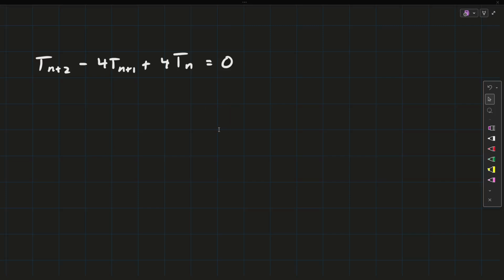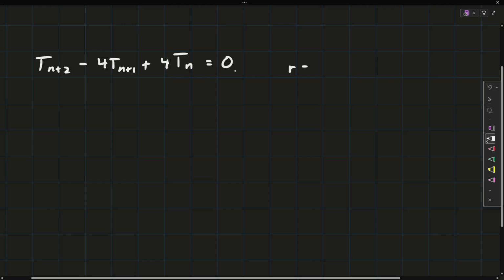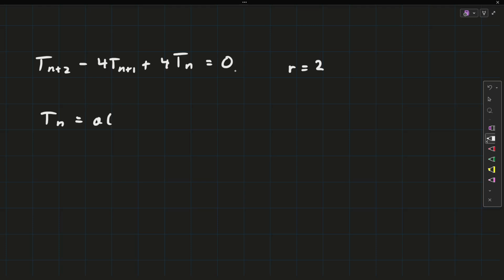When we were solving difference equations with two of the same roots, we ran into a bit of a problem. In this example, the root of the characteristic equation is equal to 2. So that means that the nth term, our solution, is a times 2 to the power of n, which is the first root, plus b times 2 to the power of n for the second root. Normally we'd solve for a and b using t0 and t1.